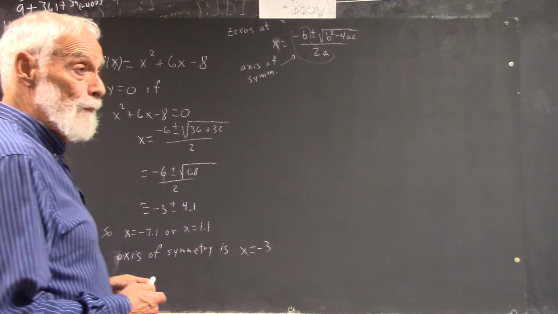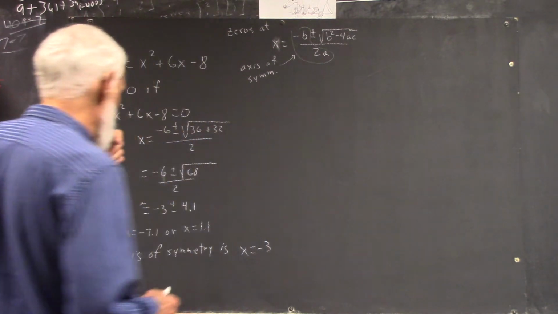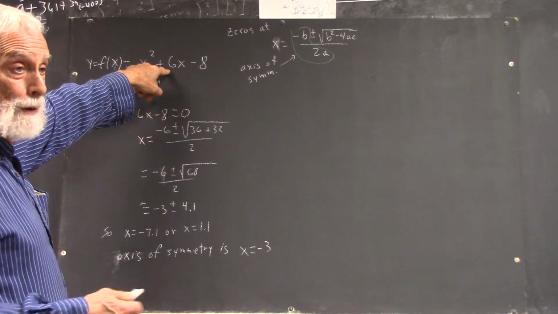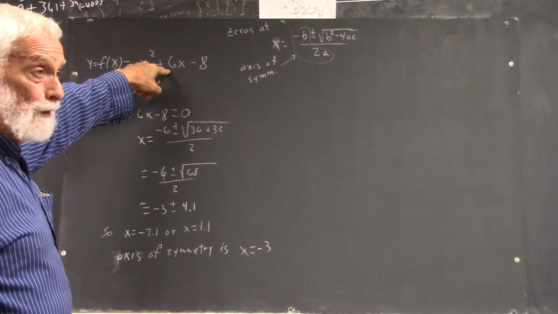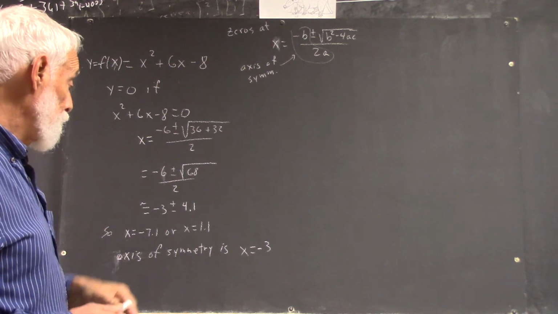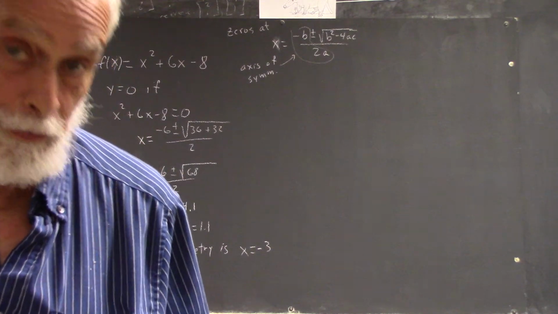Okay? So anyhow, your axis of symmetry is at x equals -3, which is negative b, b being 6. Negative b is -6 over 2a. A is 1. Okay? So you get -3. I'm going to stop for a minute and see if I went too fast for anybody.